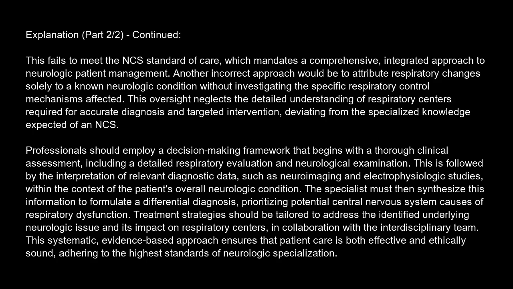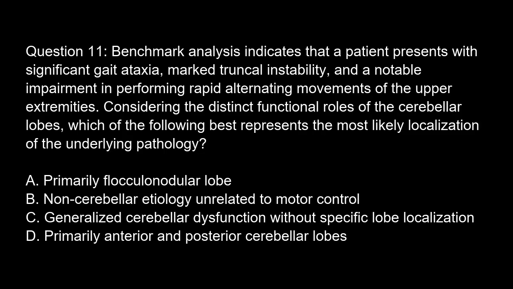neurologic specialization. Question 11. Benchmark analysis indicates that a patient presents with significant gait ataxia, marked truncal instability, and a notable impairment in performing rapid alternating movements of the upper extremities. Considering the distinct functional roles of the cerebellar lobes, which of the following best represents the most likely localization of the underlying pathology? Option A, primarily flocculonodular lobe.